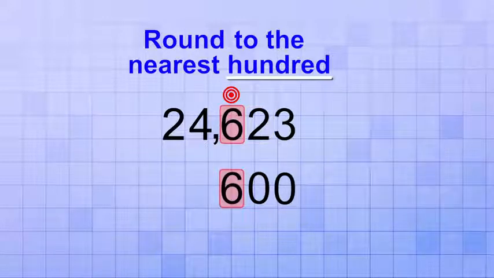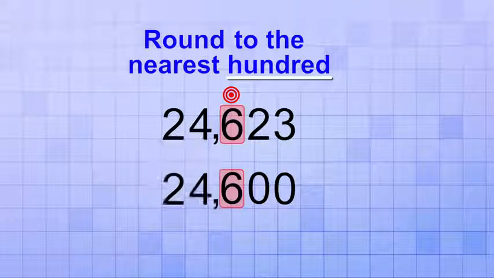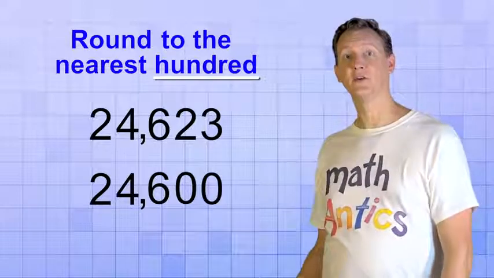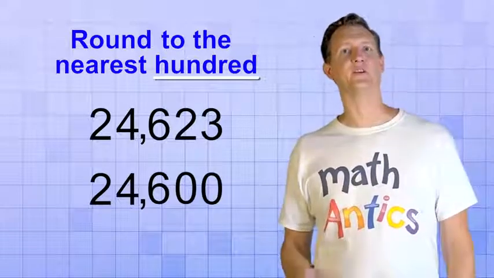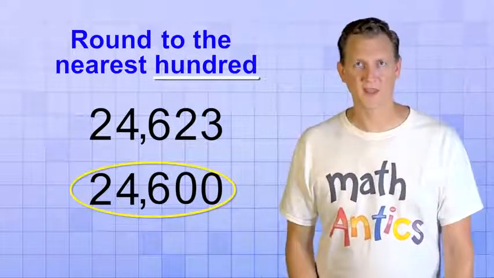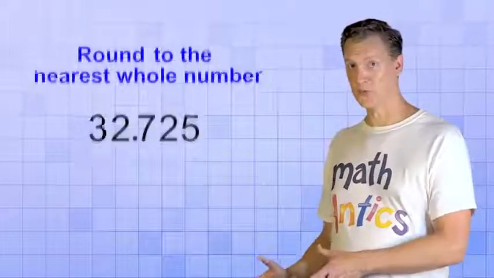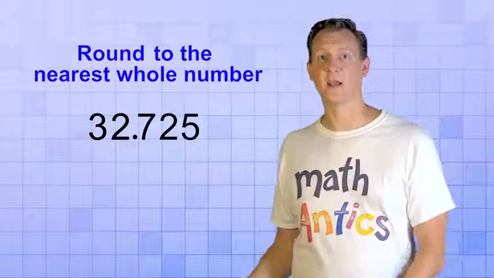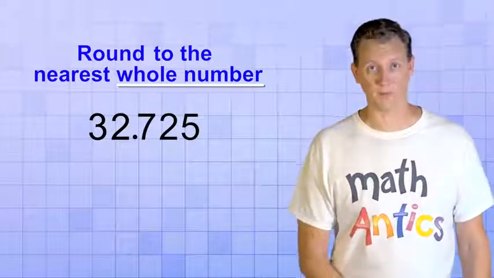Last, we just keep all the digits in bigger number places the same in the rounded version. There, we've rounded the original number to the nearest hundred, and the answer is 24,600. Let's try another problem. This one has some decimal digits, 32.725. And we're asked to round it to the nearest whole number.